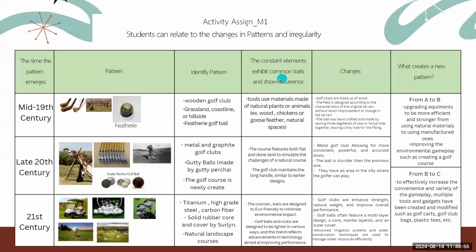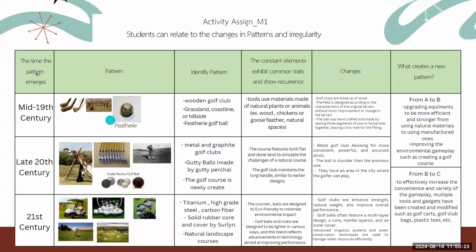The common traits are that the tools use materials made of natural plants and animals, like wood, chicken or goose feathers. The changes are that the golf clubs are made of wood and the field is designed according to the characteristics of the terrain. And the ball was handcrafted, made by sewing three segments of cow or horse hide together, leaving a tiny hole for filling.